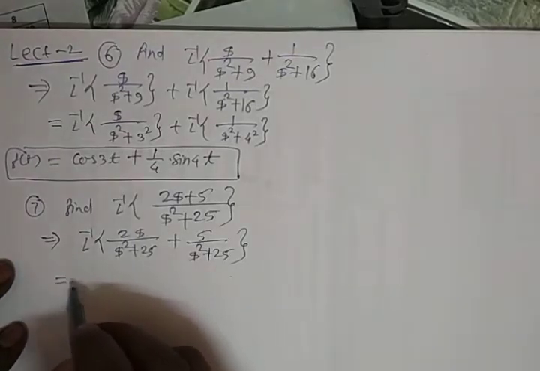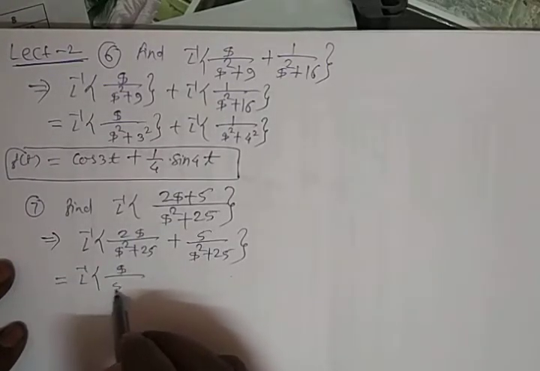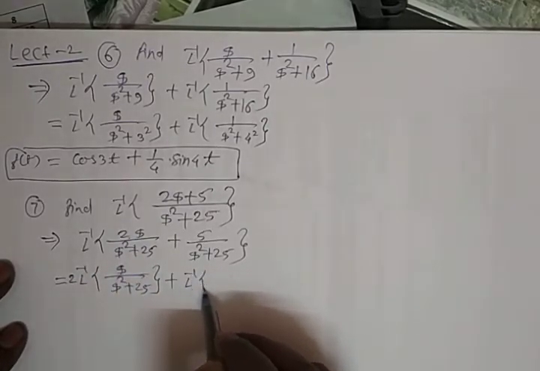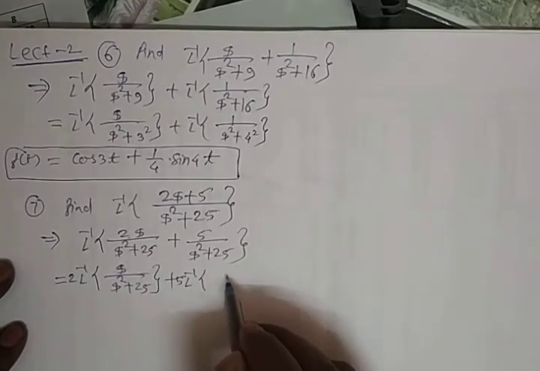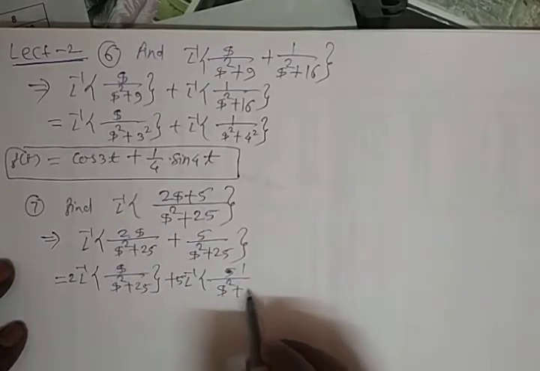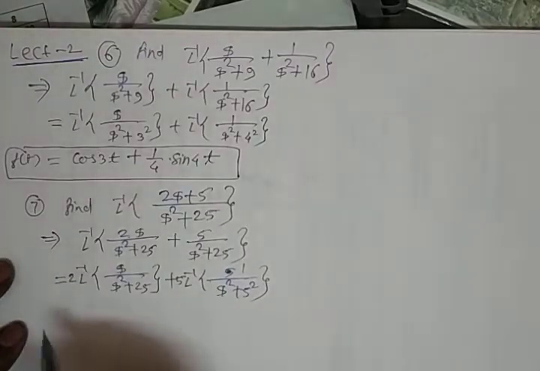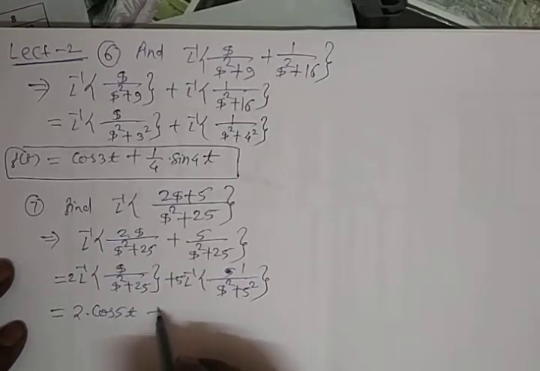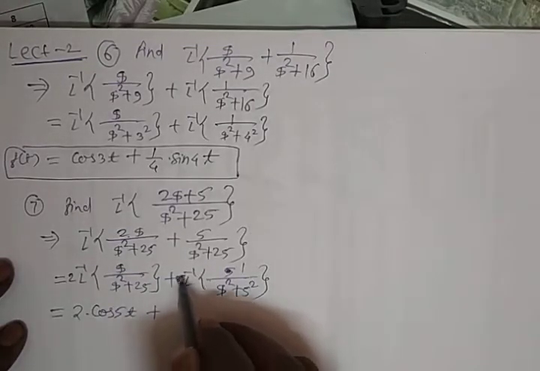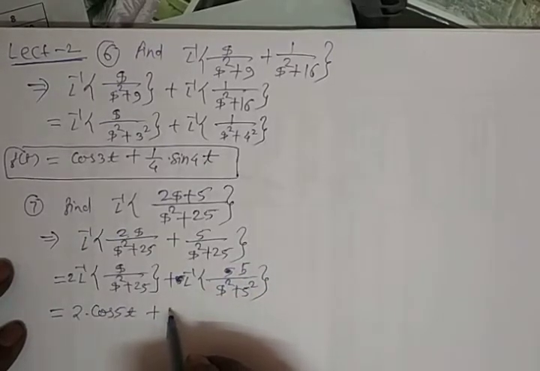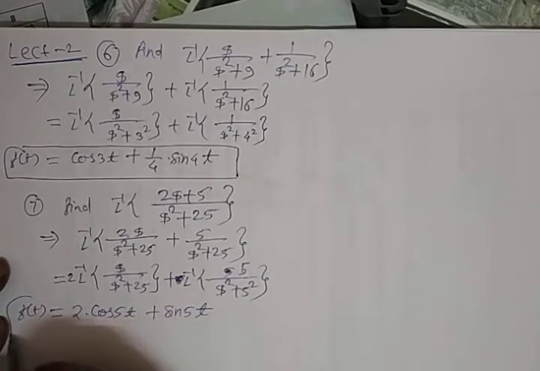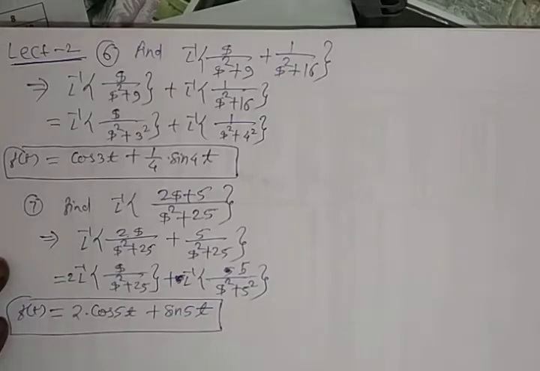If you solve this further, Laplace inverse of s upon s square plus 25, this 2 is common, plus Laplace inverse of, this 5 we can take common here, and this will be 1 upon s square plus 5 square. Now this is equal to 2 into cos of 5t plus, if you keep this 5 as it is here, this is nothing but sine of 5t. So no need to modify.